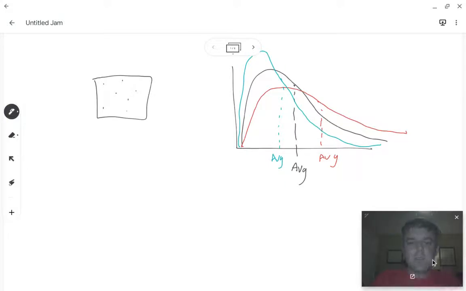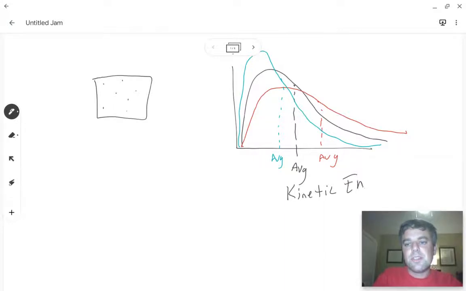So we should label these axes. Your x-axis is going to be the kinetic energy, and your y-axis is going to be number of molecules.